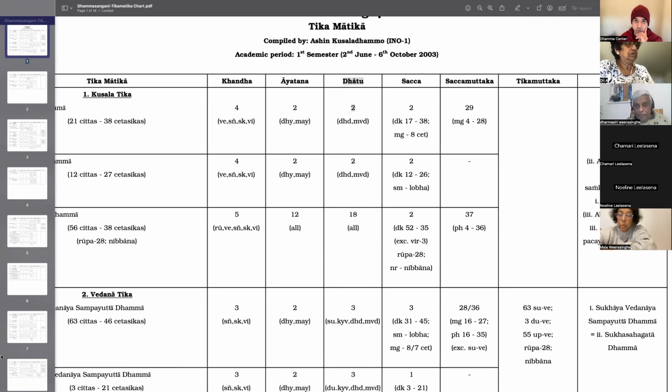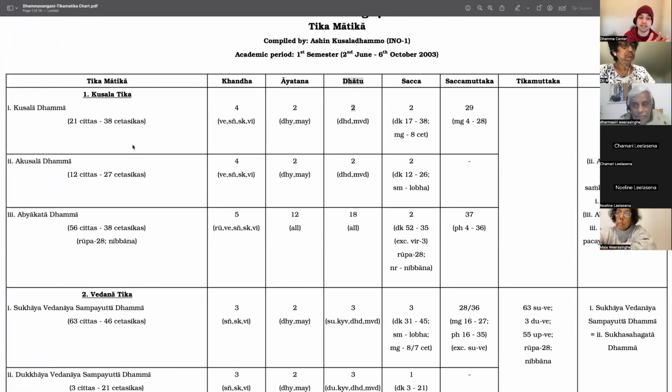is 21. And its associated chetasikas, right? Which would come to 52 minus what? What do we get rid of? Akusala chetasika. How much is that? 14. Which is 38. So 21 chittas, 38 chetasikas. Now that is kusala tika.